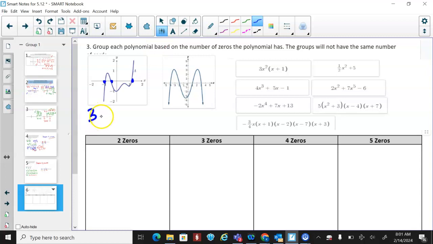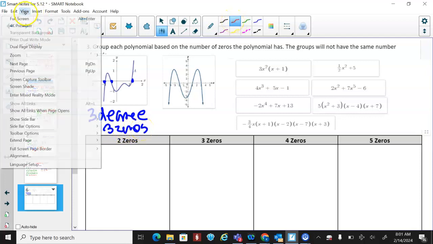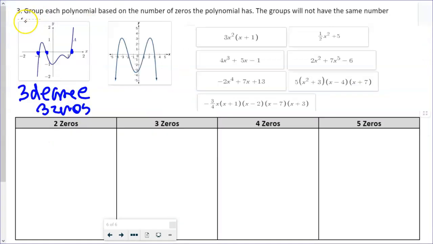This will be third degree with 3 zeros. Okay, now this graph right here, the second graph, if I look at it, it looks like it has 1, 2, 3, 4. So this would be 4 zeros, expected to be the fourth degree, from just reading.